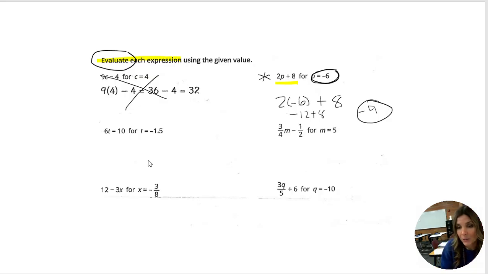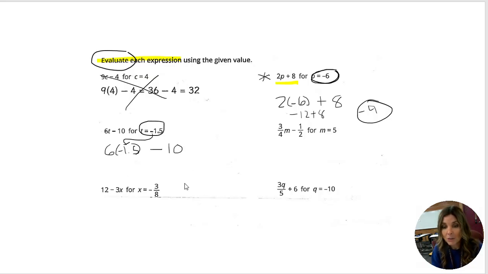Okay, let's go ahead and go to the next one. So for the next one, 6t minus 10 for t equals -1.5. So we write the expression just like it is. So the 6 needs to be multiplied by whatever t is, and then we have a -10. So now when we evaluate, we take this value of t, we plug it in for the t in the expression, and then we just simplify what we have left.